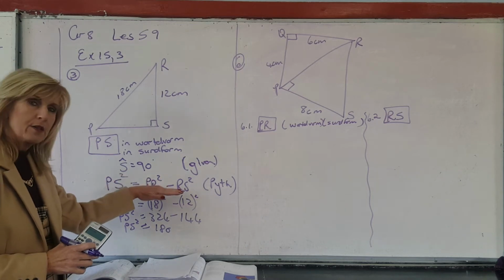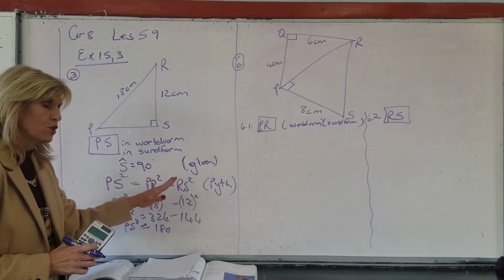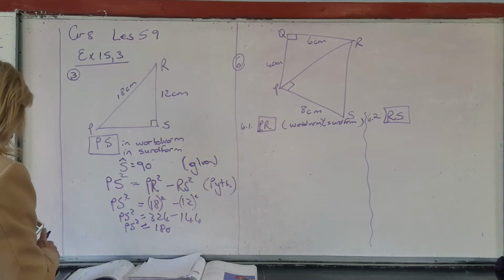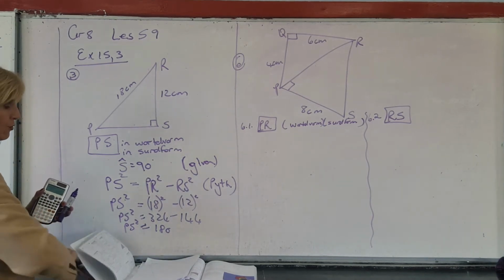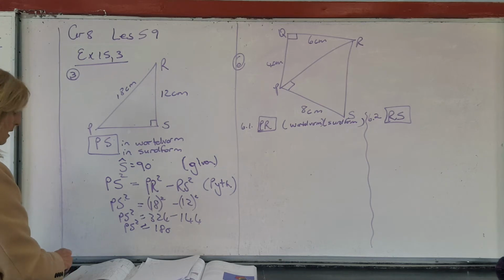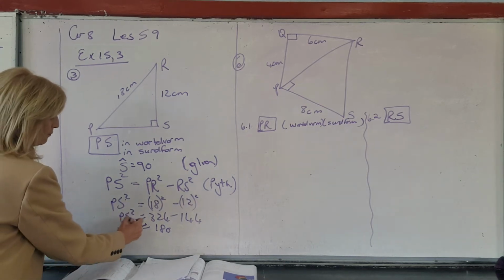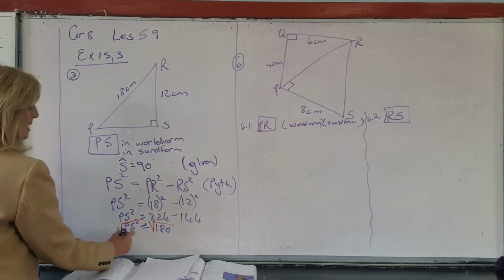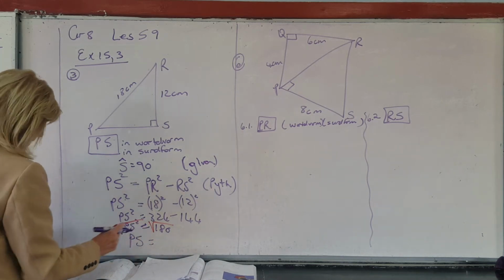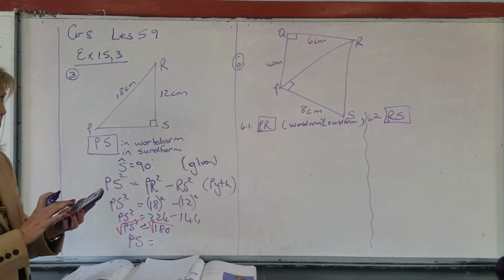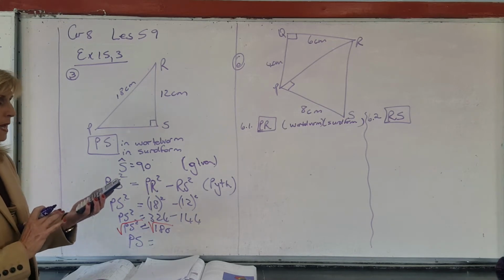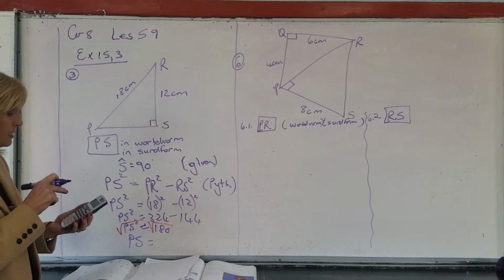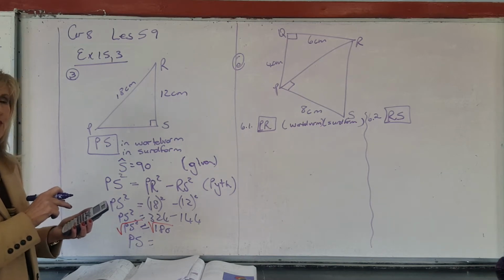So, write down the theorem, write down the substitution, werk elke enetjie uit, give me the answer, and now eventually I'm going to say square root on either side. As jy gaan vierkantswortel om die kwadraat weg te kry, dan gaan jy kry PS is gelyk aan. En nou word die vraag gesê, skryf jou antwoord in wortelvorm. Now the answer here is 13.41.